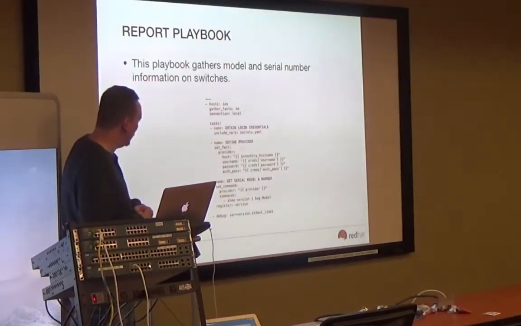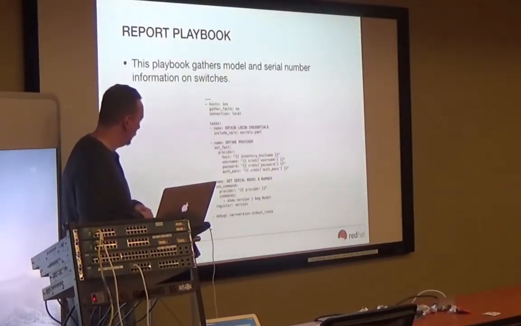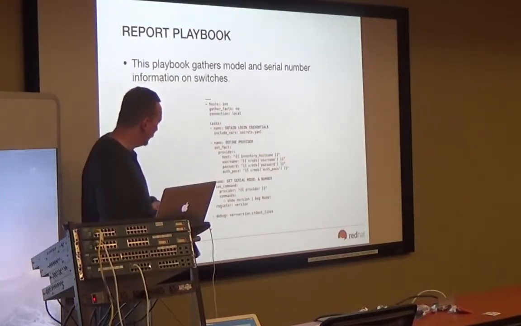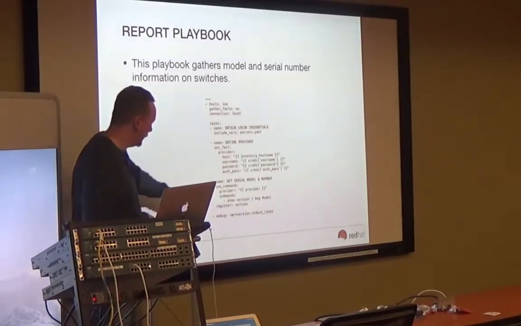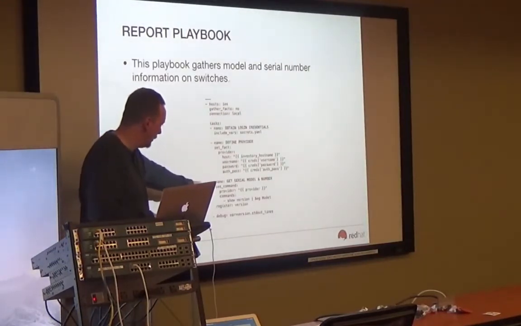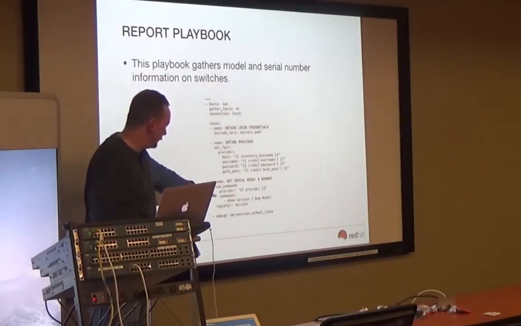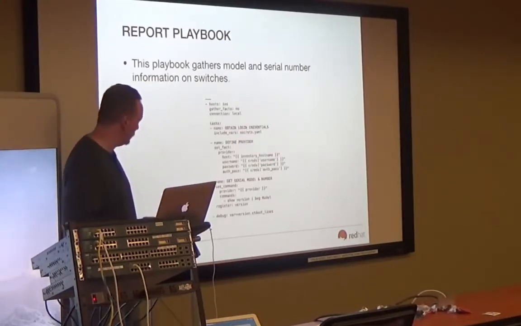For this one, we'll say get serial model and number. Now that's just the name here. That's just human readable, so you can set that to anything you want. The module I'm using is iOS command. Provider is saying, hey, use these credentials to SSH in there. So we're going to say show version pipe begin model. We're going to register that as version. So now we've created a variable named version, and then I'm saying debug, show me version, and send it to the standard output of the screen there.